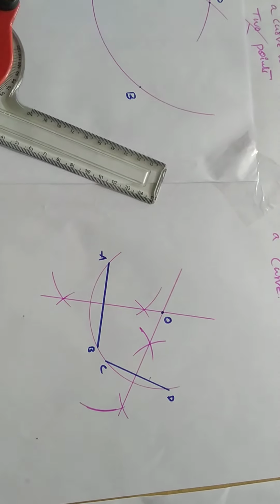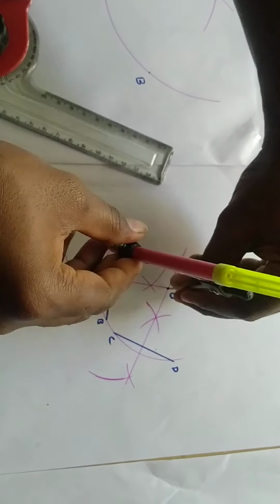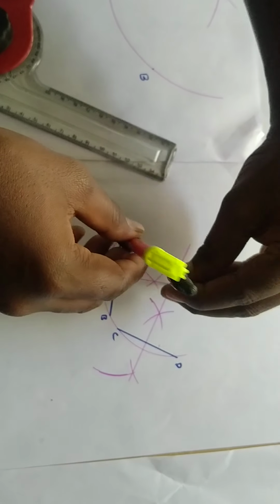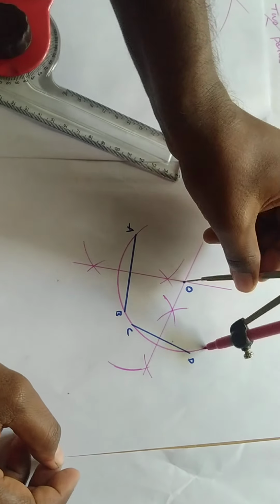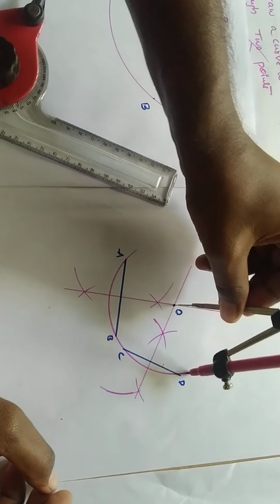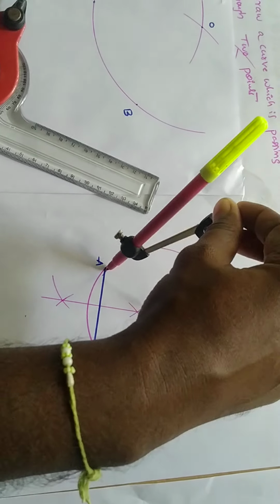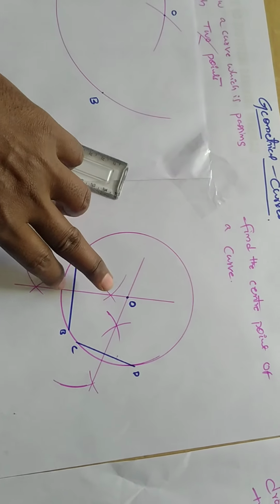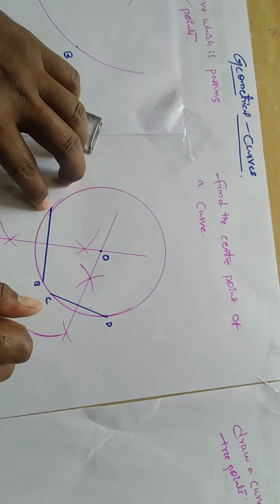Observe carefully: with the help of your compass, take OA as the radius and draw a curve. It is exactly your center point. This is the process to find the center point of a curve.